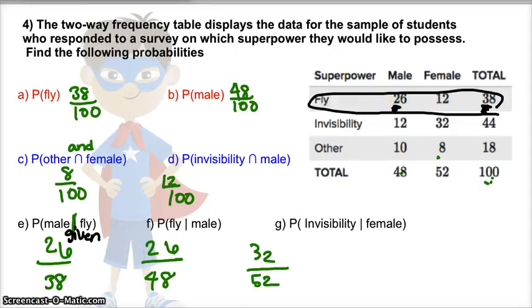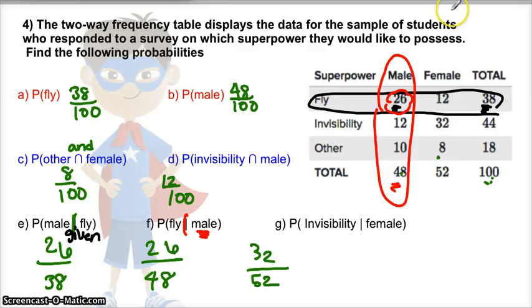If we look at the next one, this one says, I want to know the probability of people who want to fly given that you've already chosen the males. So this time, look at all the males. How many of the males also want to fly? Well, 26 out of the 48.